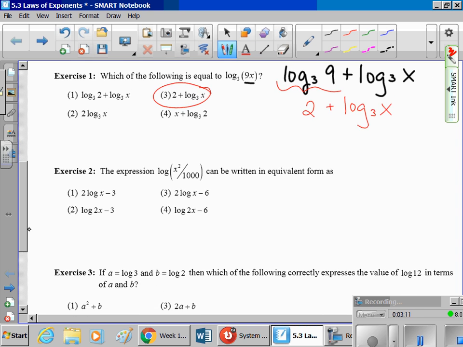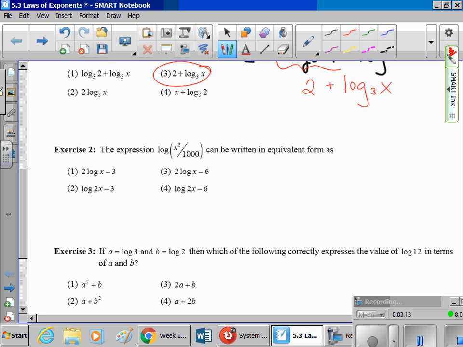In exercise 2, the expression log base 10, right? There's nothing written there, so that's a common log. So log base 10 of x squared divided by 1,000. So again, we're going to break this up into log of x squared minus log of 1,000.